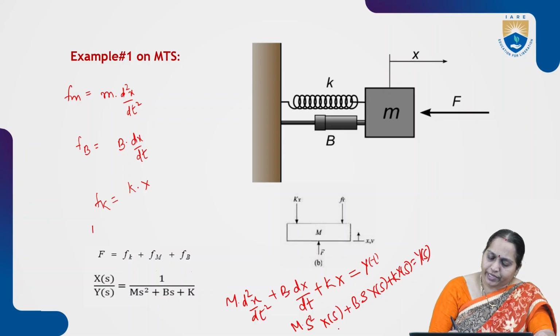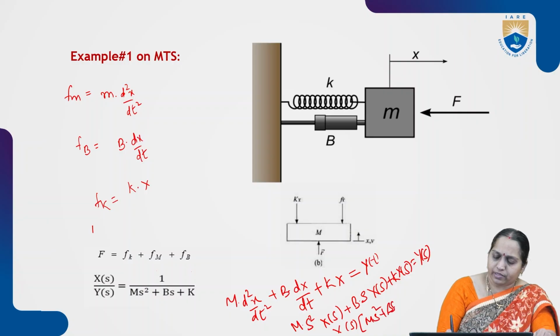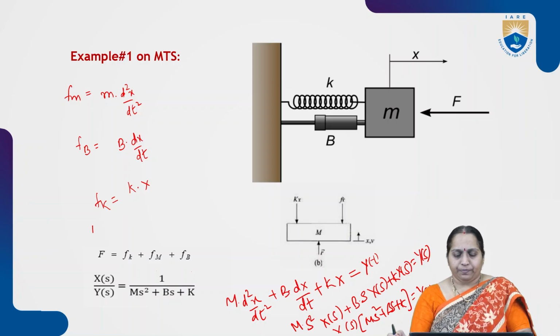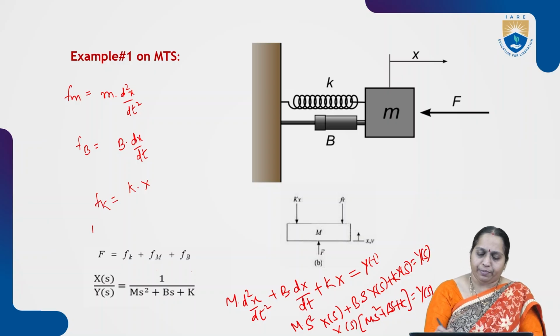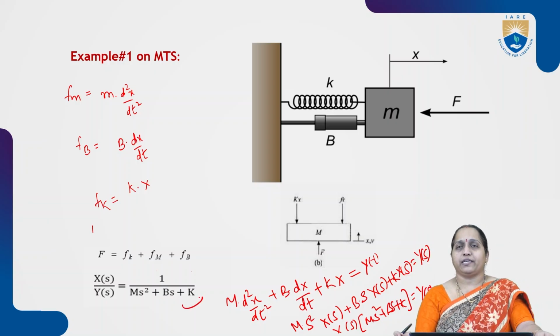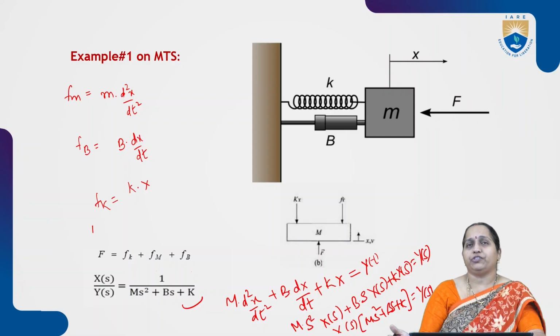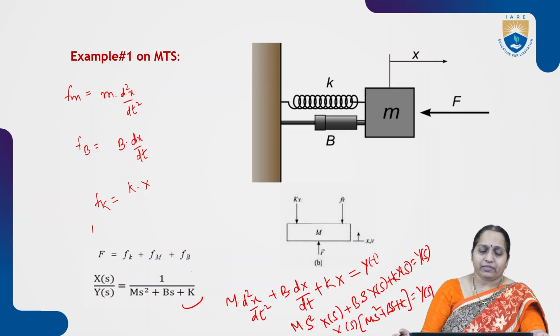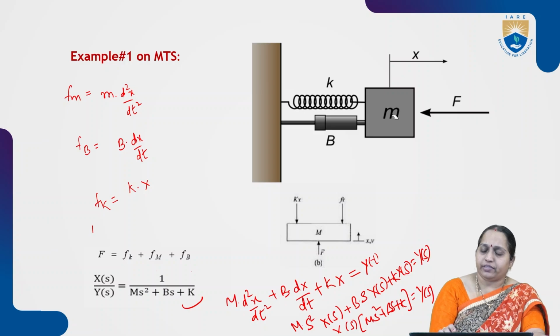Taking x of s common, x of s into ms square plus bs plus k equal to y of s. The next step, taking x of s by y of s, we get 1 by ms square plus bs plus k. So this is how we find the transfer function for a given mechanical translational system. Here we have identified the three elements: mass, dashpot and spring.